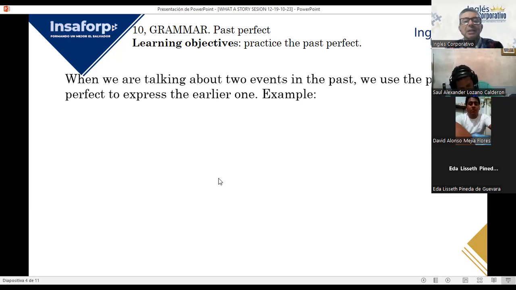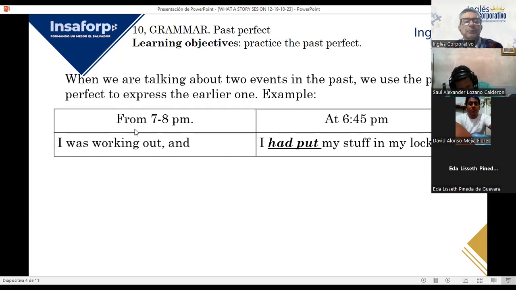For example, I was working out from 7 to 8 p.m., but at 6:45 p.m. something happened. This action happened before the guy was working out. So I was working out and I had put my stuff in my locker. Before he went to work out, he put his stuff in the locker. That's an action that happened before. And we use had put, had taken, had spoken, had been, had seen, and so on.